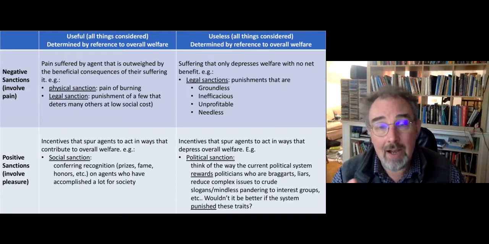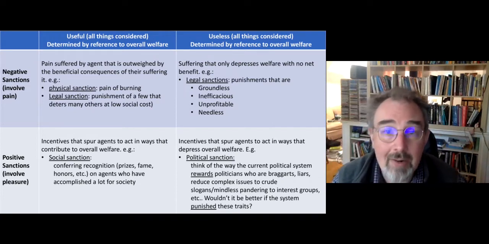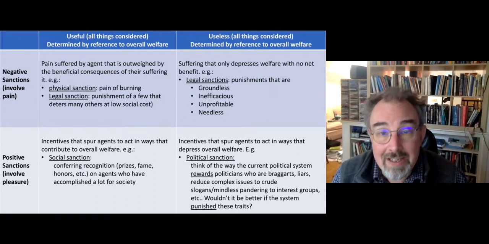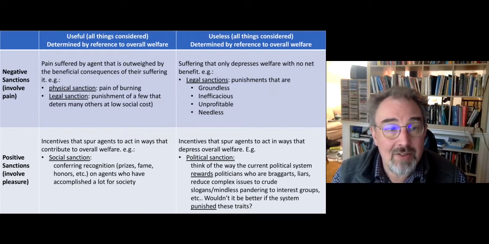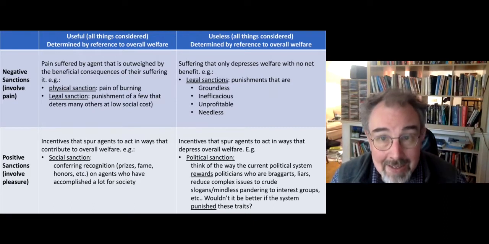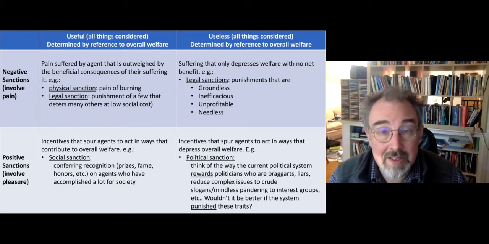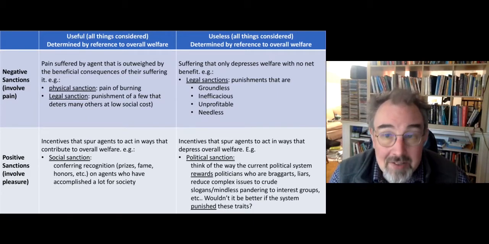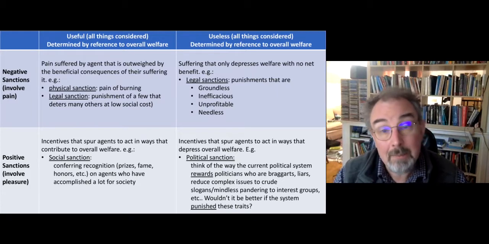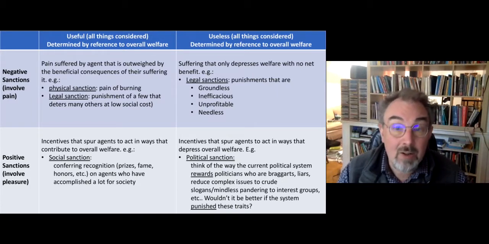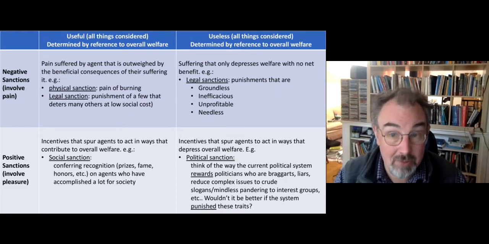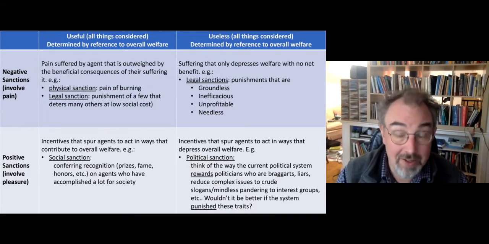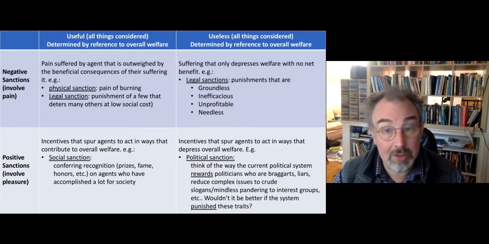Moving to the right-hand side of your diagram there, in the northeast quadrant, we have cases of negative sanctions involving pain that are largely useless. This is imposing suffering on people in a way that only depresses welfare with no net benefit. And Bentham gives a lot of attention to this, especially in the context of legal punishment, because he thinks that often the legal sanctions that the state imposes on people are in fact pointless and have no utilitarian justification.